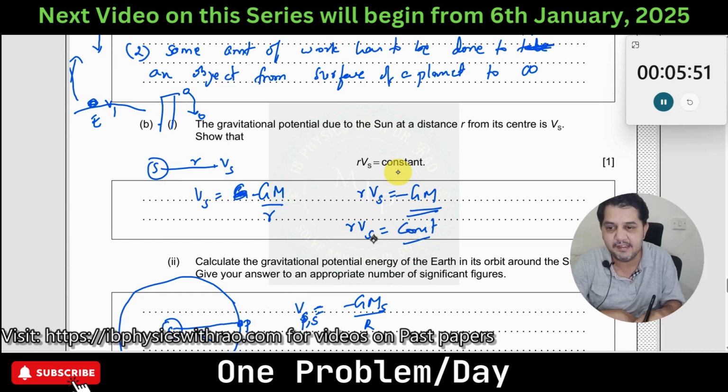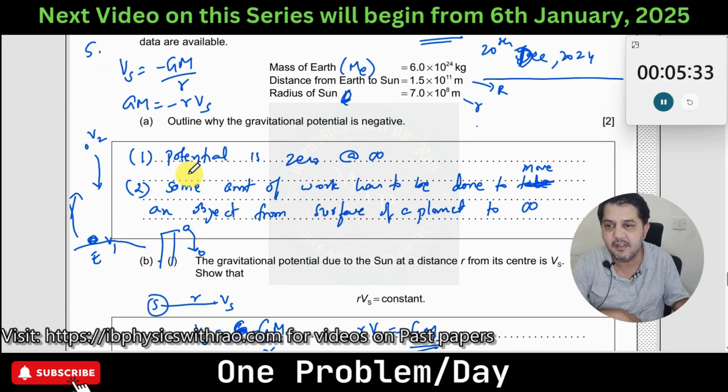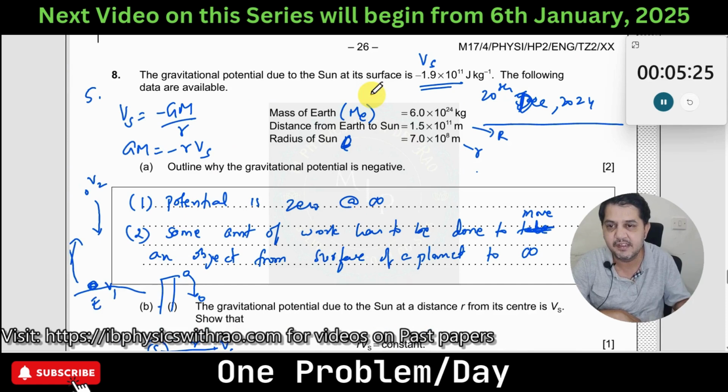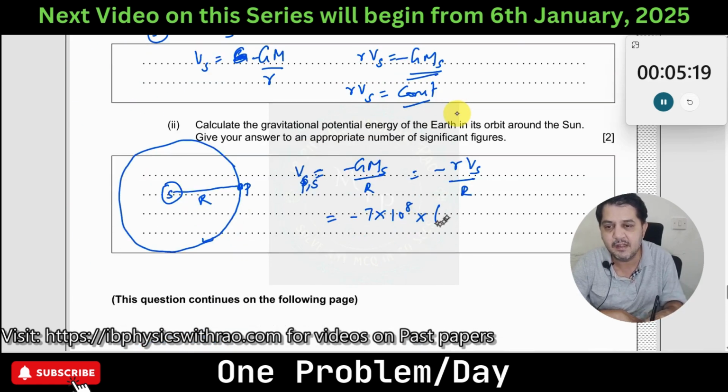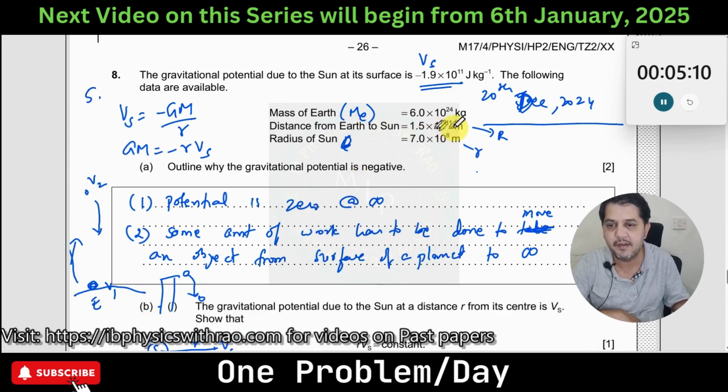So once again, you see r times Vs is equal to minus GM, M of the sun over here. As a result, I can now substitute this as equal to minus r times Vs divided by R. Now I will substitute the values. What is the value of small r? Small r is 7 into 10 to the power of 8, so minus 7 into 10 to the power of 8 multiplied by Vs. What's the value of Vs? Vs is minus 1.9 into 10 to the power of 11, divided by, what is the value of capital R? Capital R, the earth to sun distance, is 1.5 into 10 to the power of 11.